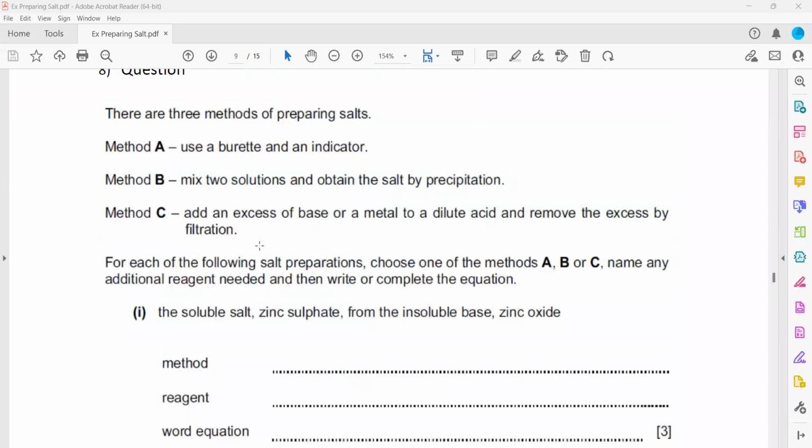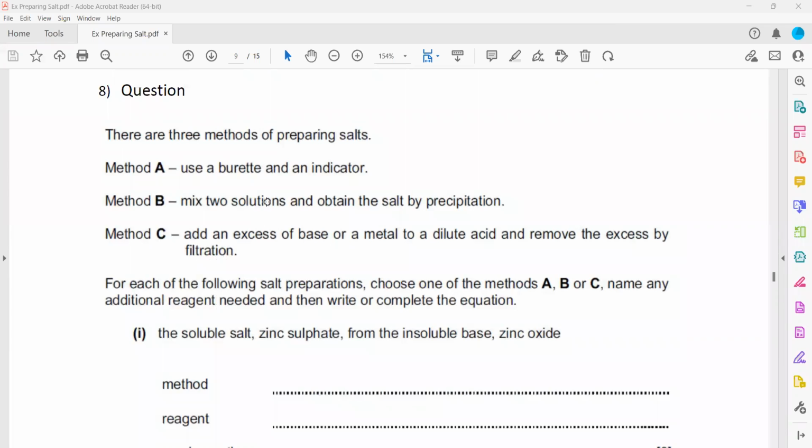There are three methods of preparing salt. Method A, we use a burette and an indicator. Method B, we mix two solutions. This technique is used to prepare insoluble salt when we mix the two solutions together. Method A is used when indicators are used, and it is used to make a soluble salt by reaction of acid and alkali. And method C, we use a base or metal. This method is also making a soluble salt, but by reacting a solid with an aqueous substance, which is an acid.